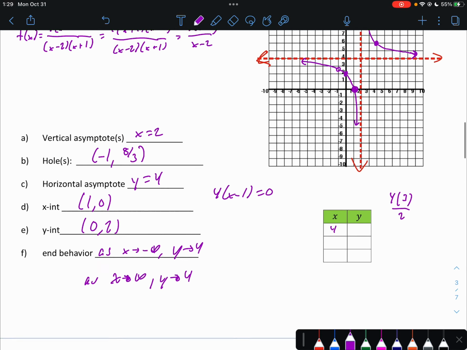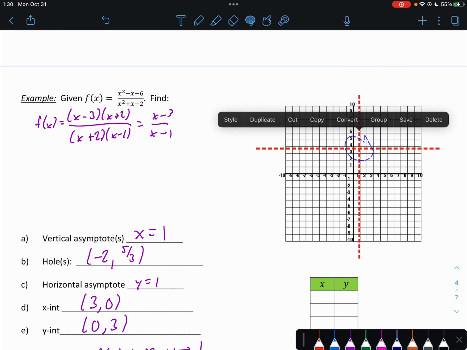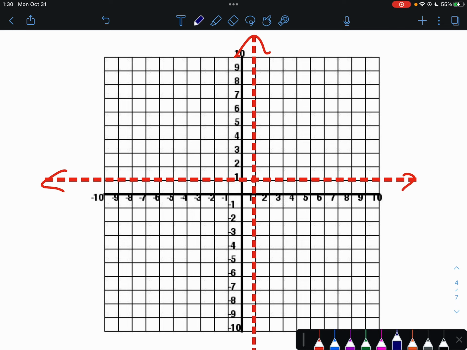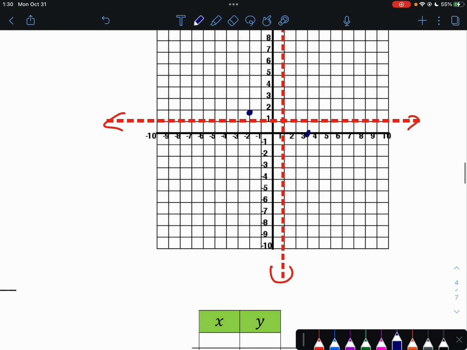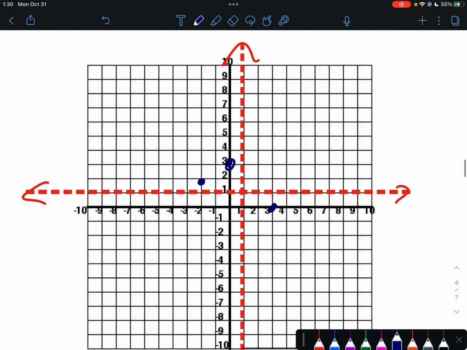Okay, so let's go ahead and graph this. I'm just going to go back up here and steal my asymptotes from before. All right, and let's move one to x equals 1. And move the other one to y equals 1. And let's plot some points. So negative 2, 5/3. 3, comma 0. And 0, comma 3. And really, that should be enough information for us to graph this. Follow the asymptotes here. Follow the asymptotes here. And there's our graph.